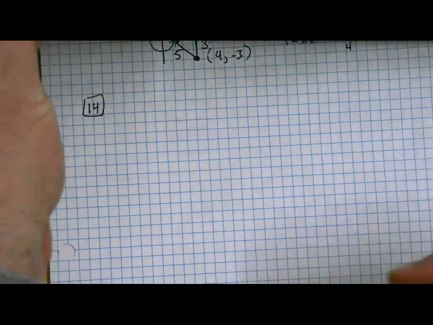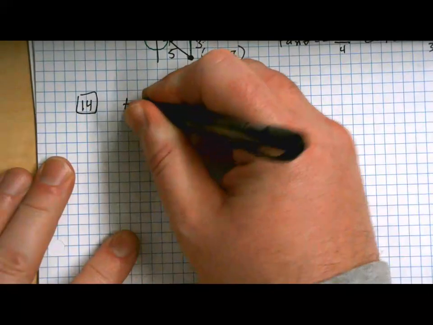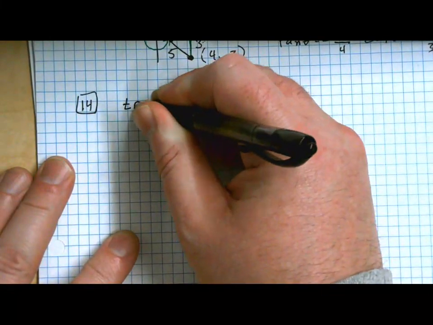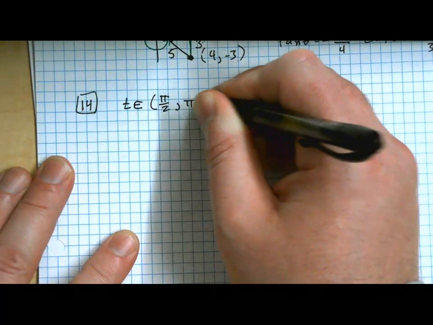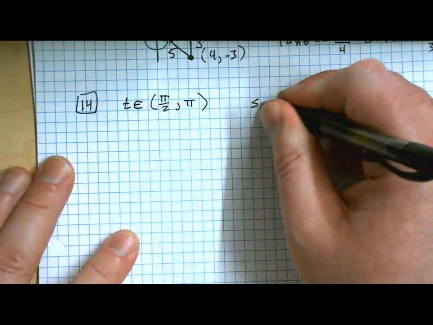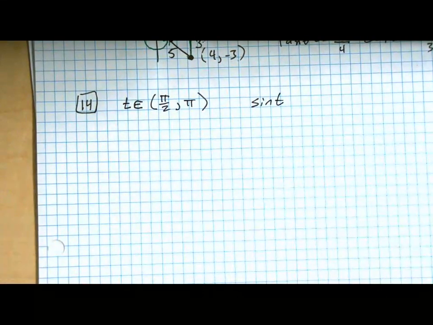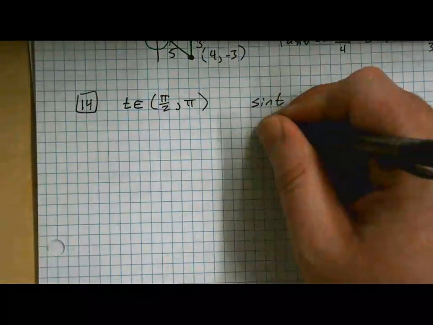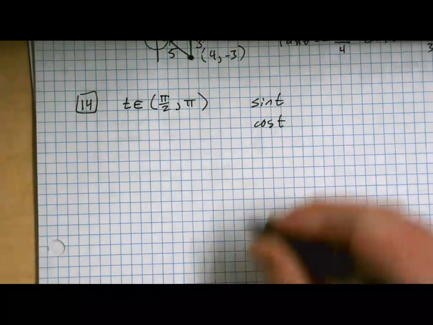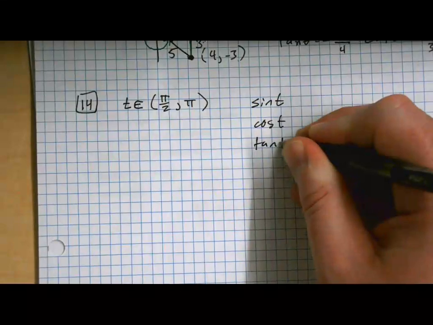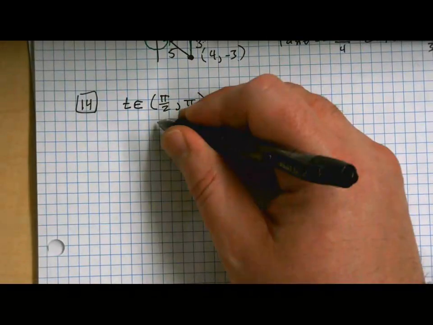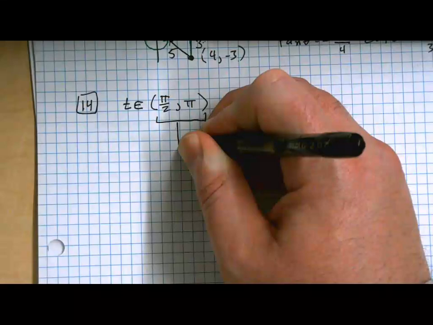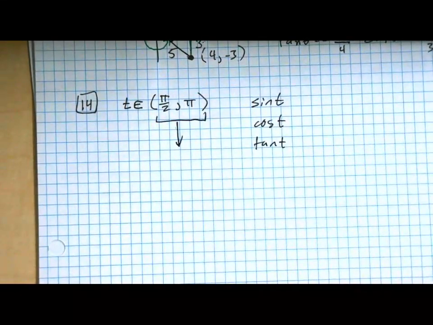So what they're telling us is that t could be any angle between pi over 2 and pi, and they just want us to figure out, is sine t going to be positive or negative? Is cosine t going to be positive or negative? Is tangent t going to be positive or negative? So all we really need to do to answer that is to answer what quadrant are they asking us about?